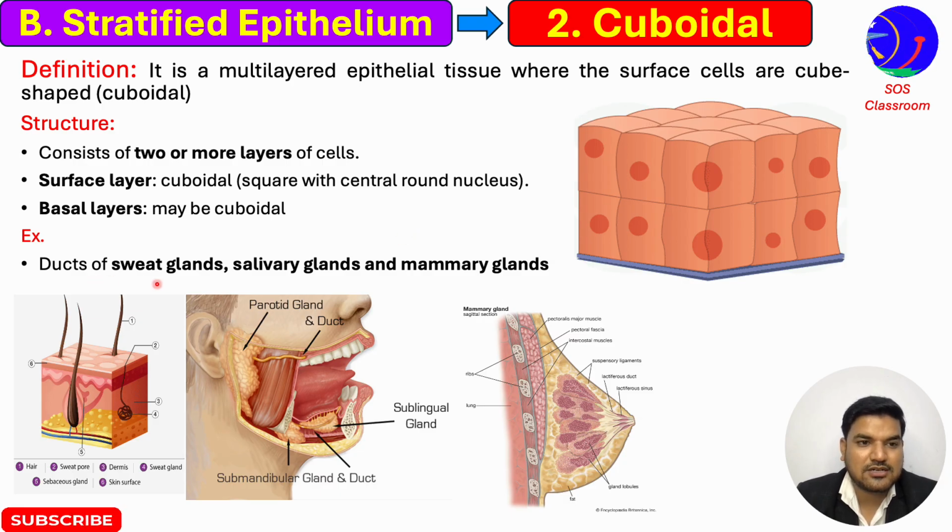What are the examples? The duct of the sweat gland. You can see the duct of the sweat glands, salivary glands in the mouth, and mammary glands in the breast. So these are the examples of the stratified cuboidal epithelium tissue.